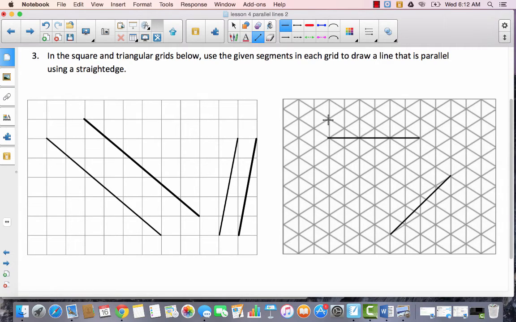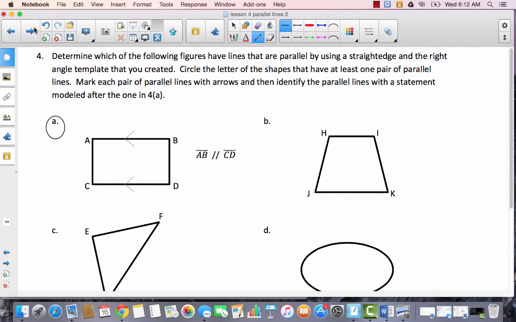All right, now I can do the same thing here. I can start it in the same position as this one and end it in the same position, and I know they're parallel. And then here I can start in this corner and end in this corner. So you can use your grid graph paper to help you make parallel lines. Okay? All right, so let's take a look at this.